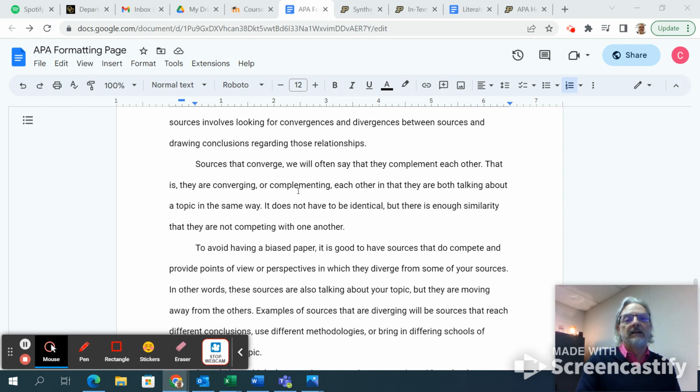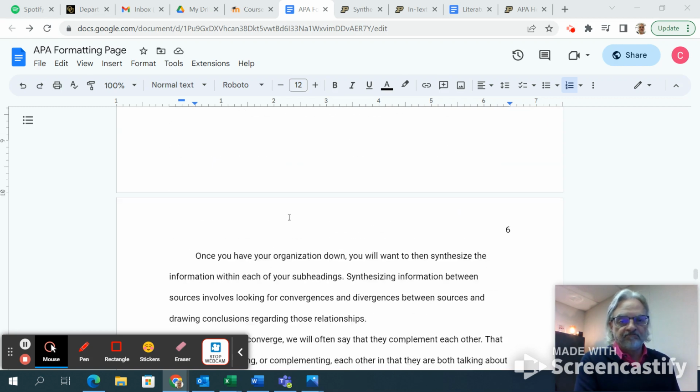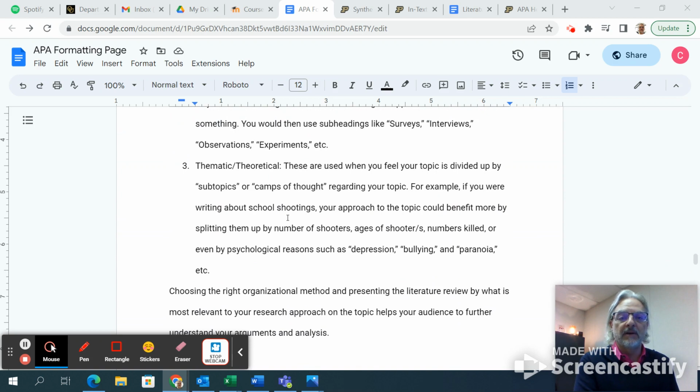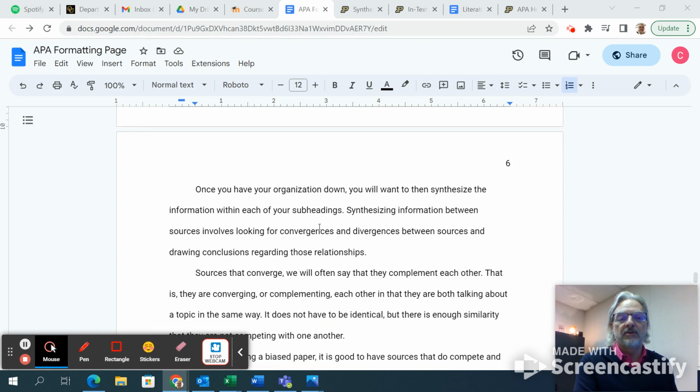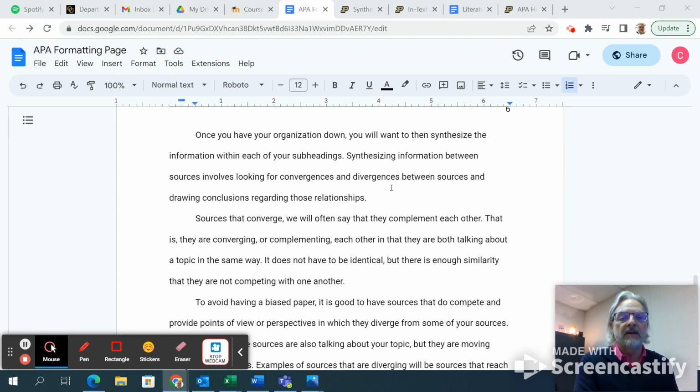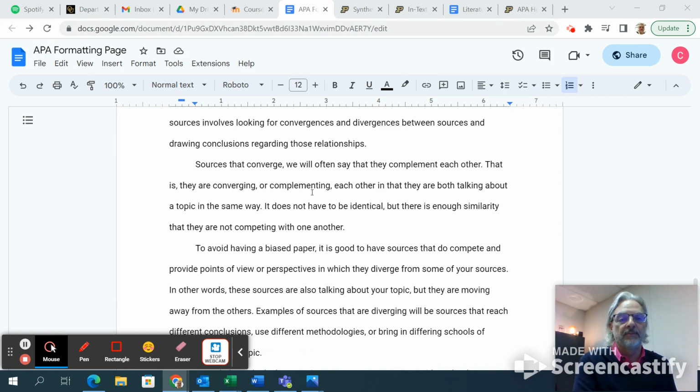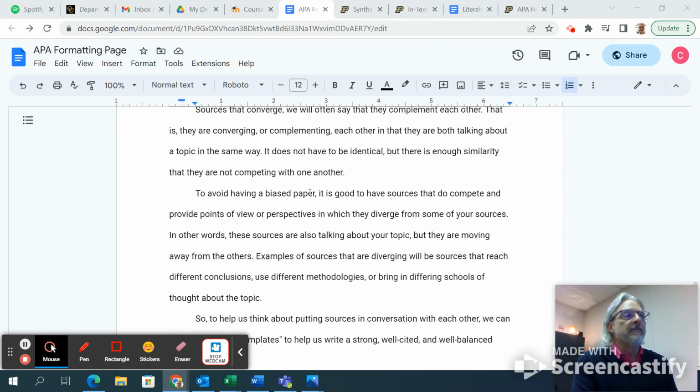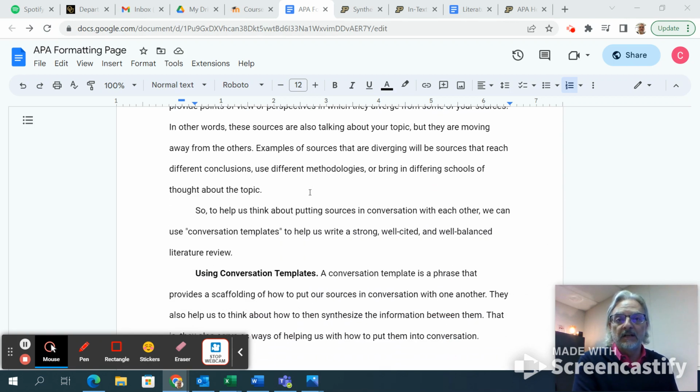Recall that we were looking at using bullying, depression, paranoia, right, as psychological reasons, perhaps, if your authors are talking about that when it comes to mass school shootings. So underneath each one of those, you will now start to talk about these, looking for convergences and divergences between sources and drawing conclusions from those relationships. And that is what's very important, to put those sources into conversation with one another.